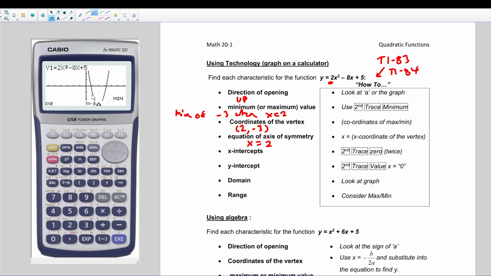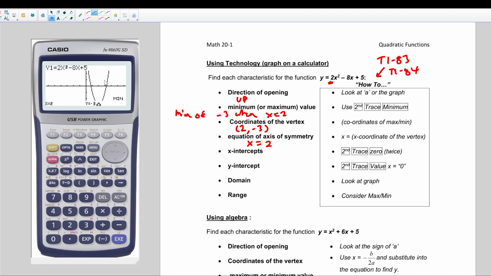And then once you press enter, it's gonna say right bound. So you're gonna go to the right-hand side of the parabola here, and you press enter. And then it's gonna ask you if you want it to guess. And obviously you do want it to guess, and you press enter one more time, and you get 2, -3 as that vertex. So essentially the left and the right bound is just setting a boundary or kind of a restriction for what you're looking at.